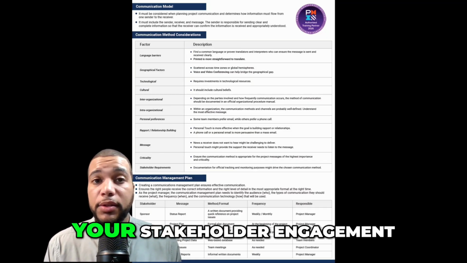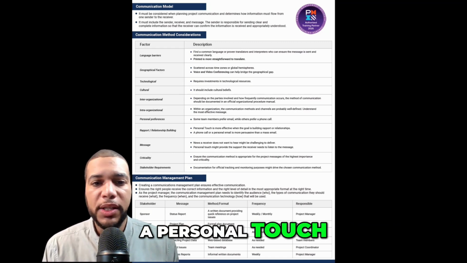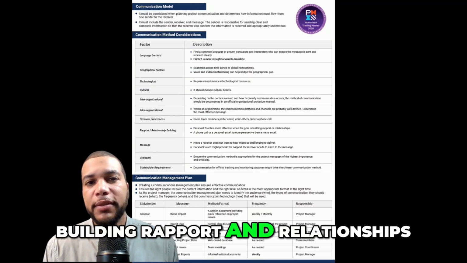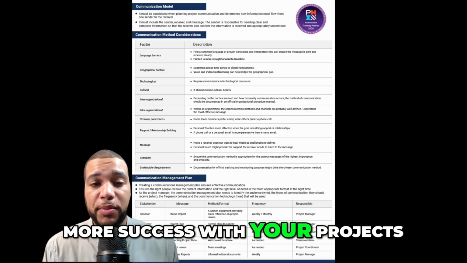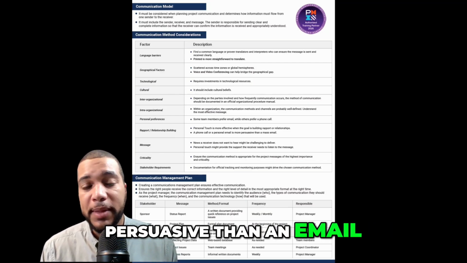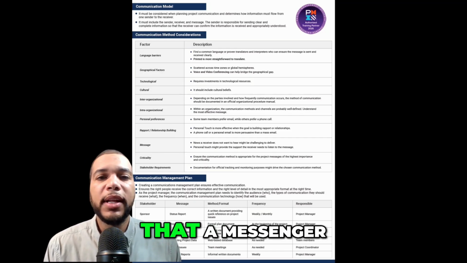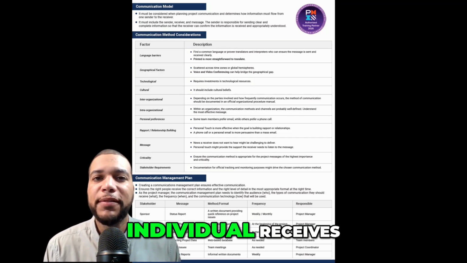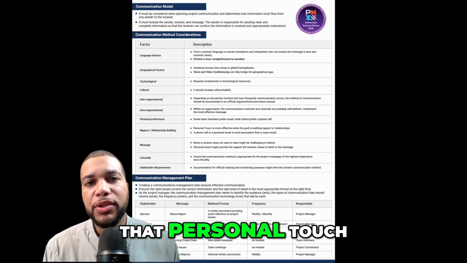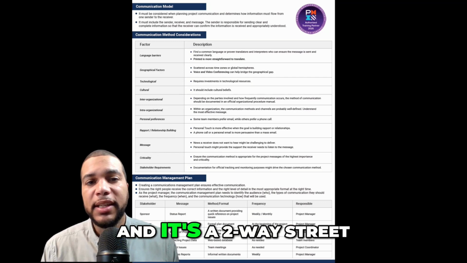It also goes into your stakeholder engagement, rapport, and relationship building. You need to have a personal touch because this is more effective when the goal is building rapport and relationships, and you're going to have more success with your projects. A phone call, a personal message is much more persuasive than an email. And then also we have message. You need to make sure that the message that an individual receives is effective and clear. You want to make sure that you have that personal touch, include that rapport, and also make sure that you're actively listening and it's a two-way street.